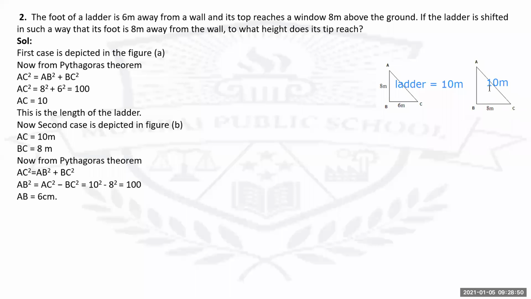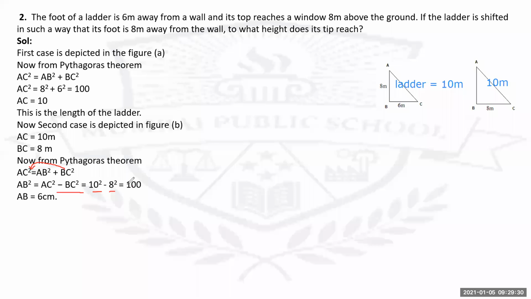One side is 8. So what would be AB? If you apply the Pythagoras theorem, you can easily find the third side. AC square is AB square plus BC square. So you change the position of BC: plus BC, when it goes to the other side, becomes minus BC. So you'll get AB square equals AC square minus BC square. Substituting the values, because you know AC is 10, 10 square minus 8 square, that is 100 minus 64.